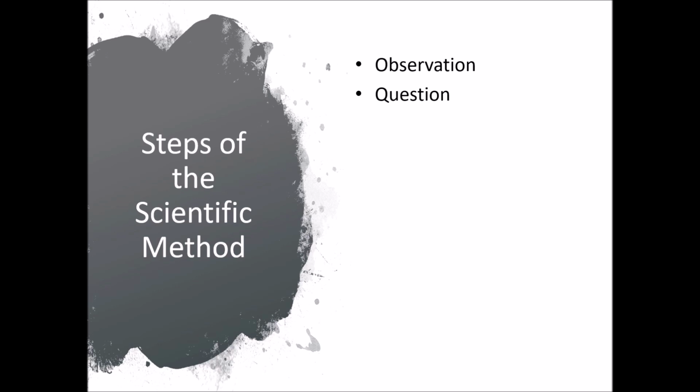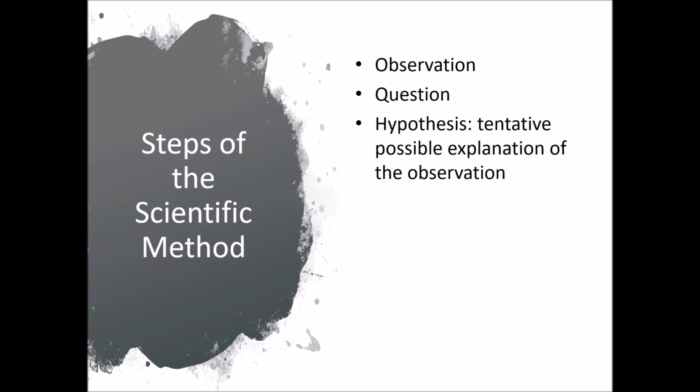The next step in the scientific method is one that I'm sure you're familiar with. You've heard about it before, and it is to formulate a hypothesis. So what is a hypothesis? A hypothesis is a tentative, that means sort of temporary, possible explanation of the observation. We already met a hypothesis in a broader form when we learned about inferences. Remember that a hypothesis is a generalized inference about a group of observations.